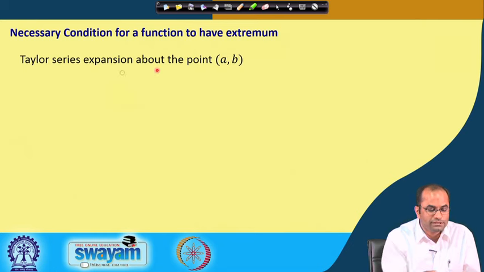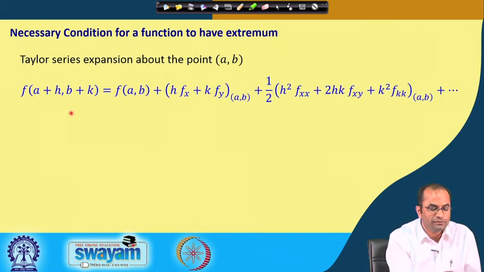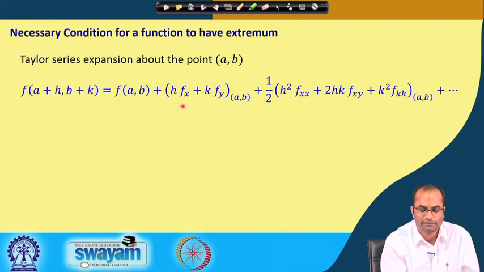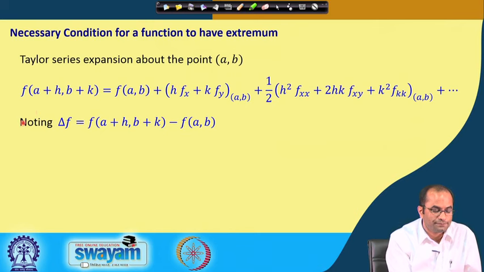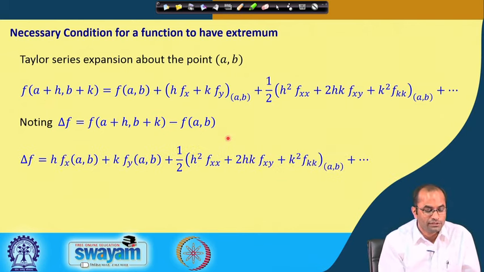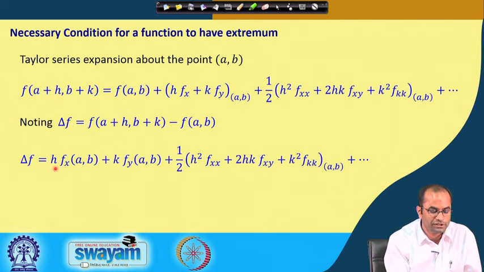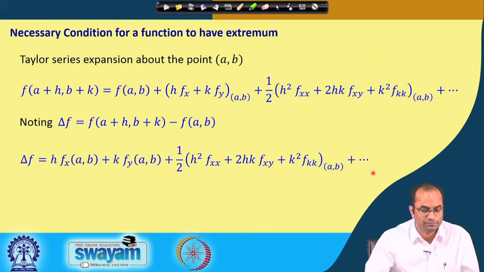If we use the Taylor series expansion about this point (a, b), what will happen here? f(a + h, b + k) will be equal to f(a, b) plus, as we have already discussed in the last lectures, h f_x and k f_y, the first order derivatives, then the second order derivatives at (a, b) and so on. We can write down this expansion about the point (a, b) as long as these derivatives exist. Noting that delta f, which we defined in the previous slide, is the difference of f(a + h, b + k) and f(a, b), that will be equal to h f_x(a, b) plus k f_y(a, b), and these higher order terms.